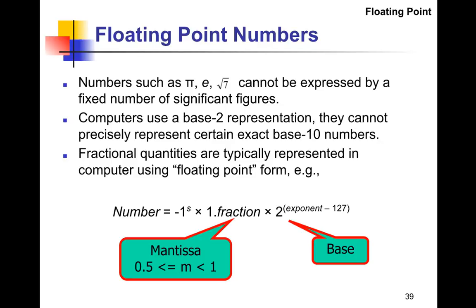So fractional quantities are typically represented using this floating point form, and the way it works is your number equals (-1) to the sign bit. So we're going to store this sign bit, and then that's multiplied by 1 point, and then there's some fraction here, and then that's multiplied by 2 to an exponent number from which we subtract 127. So the number that's actually stored in our floating point format is the exponent, the fraction, and s. We don't really need to store this 1 here because it's always there. This 2 is the base, and this fraction is called the mantissa, and s is the sign bit. So s equals 0 means positive, and s equals 1 means negative.